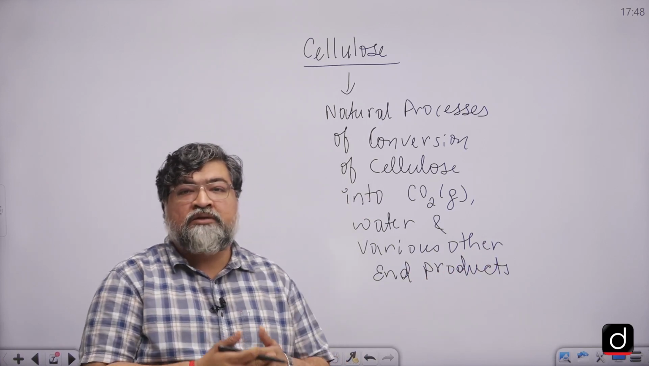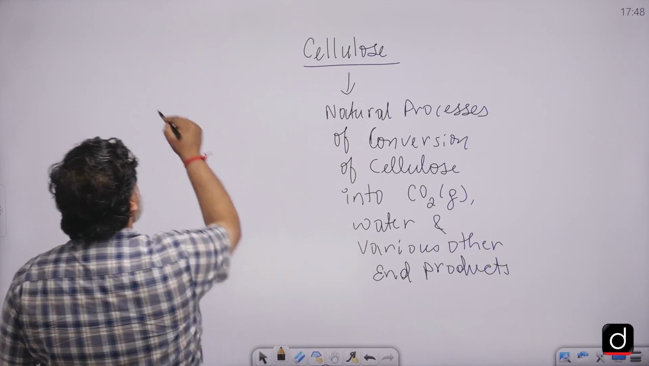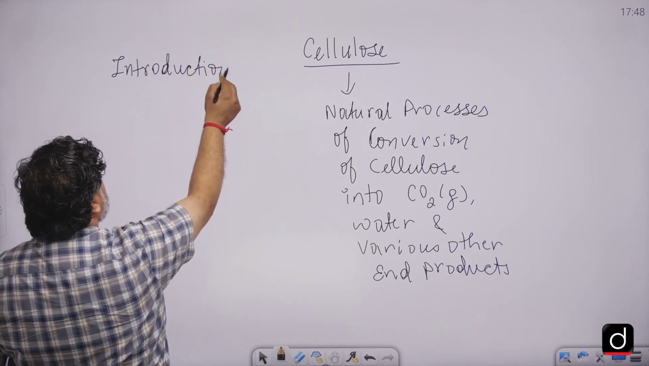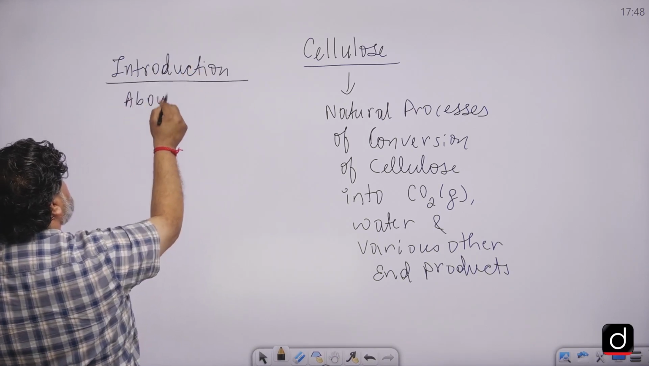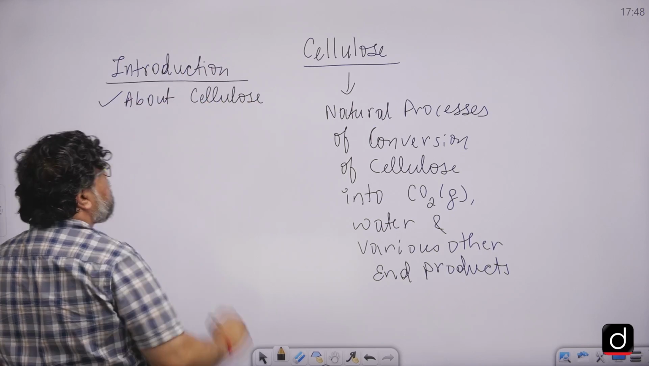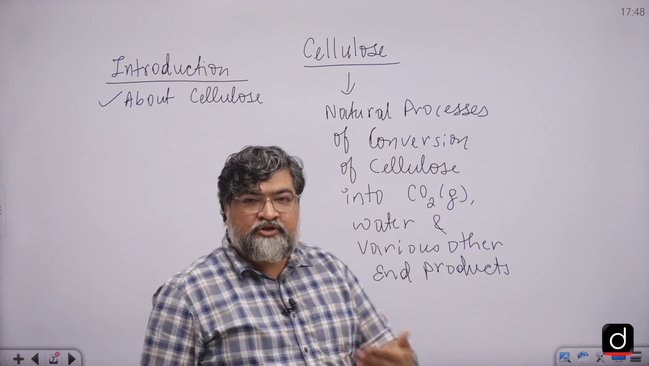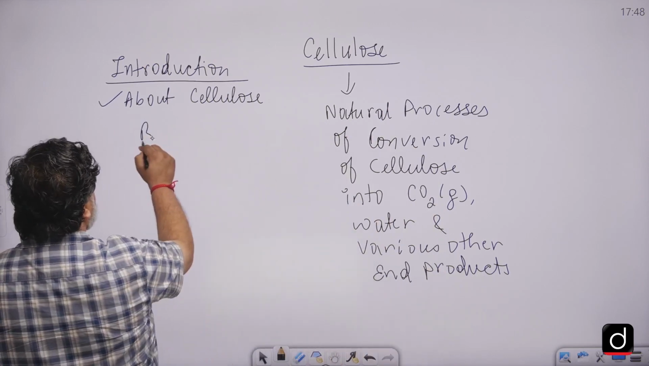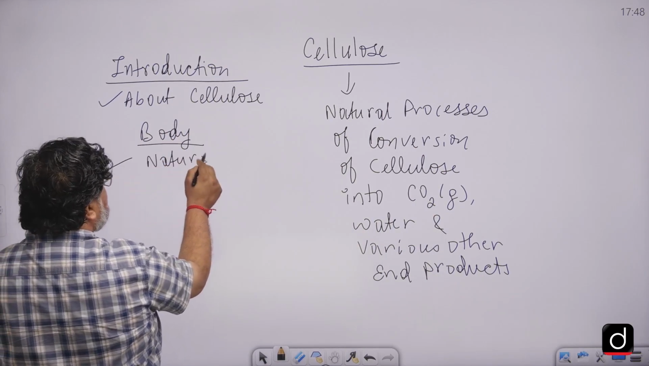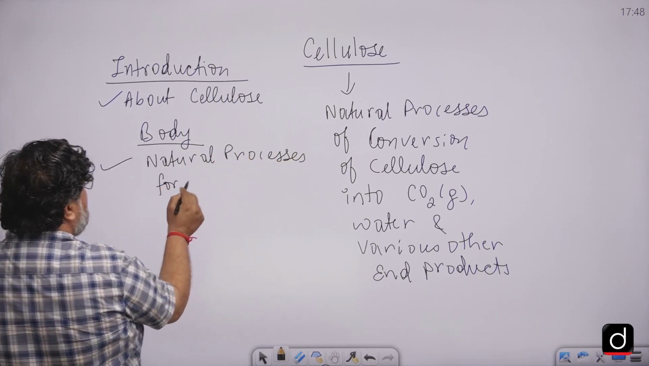So, a model answer, when a student writes the answer to this question. The very first thing in the introduction is to write about cellulose. A student has to write about cellulose. That has to be introduced. Then the body of the answer: processes with the end products have to be mentioned here. In the body of the answer, the natural processes, let's say 2 or 3 natural processes, can be outlined here for cellulose conversion.